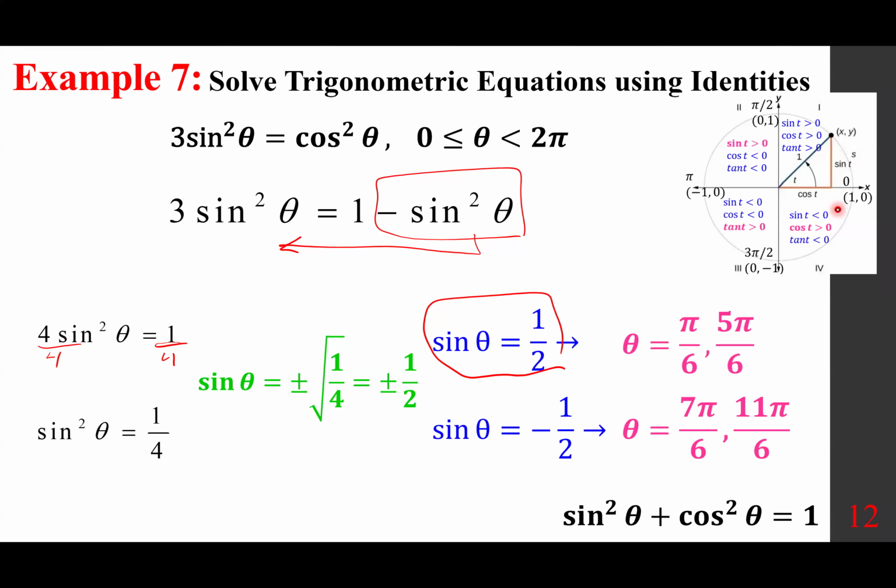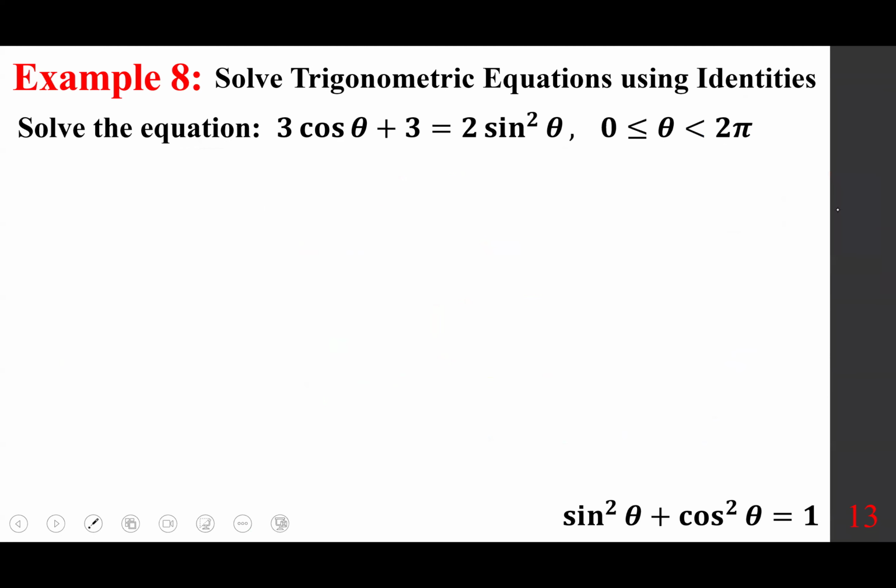So we are solving trigonometric equations. Solve the equation 3 cosine theta plus 3 equals 2 sine squared theta, again from 0 to 2 pi. If they want the general solution, you find the answer from 0 to 2 pi, and then you add 2n pi or 2k pi. So having said that, what do we do?